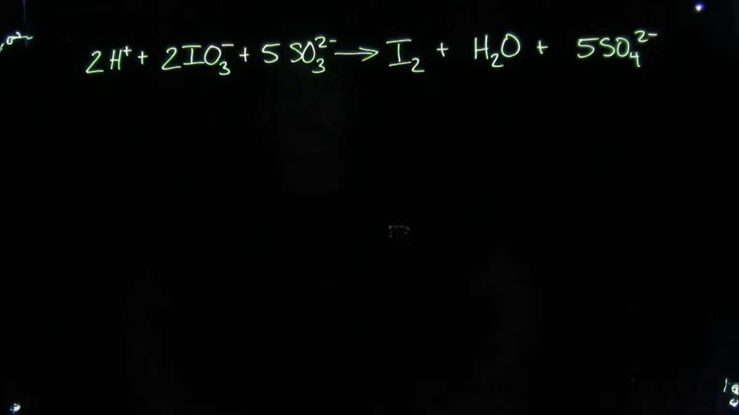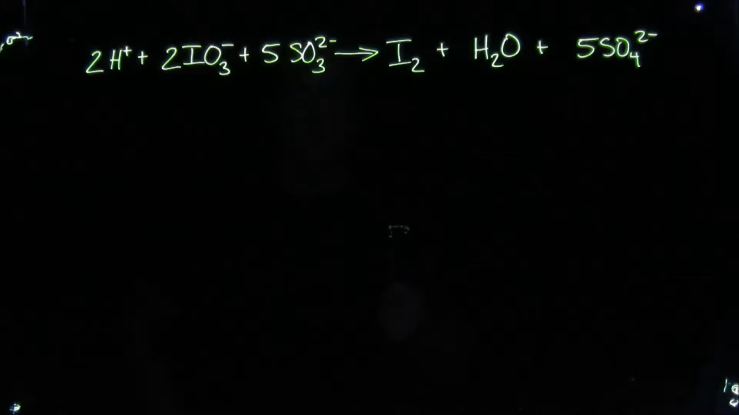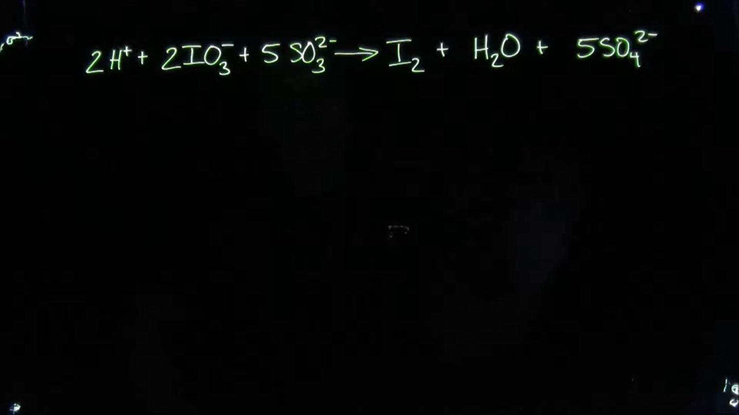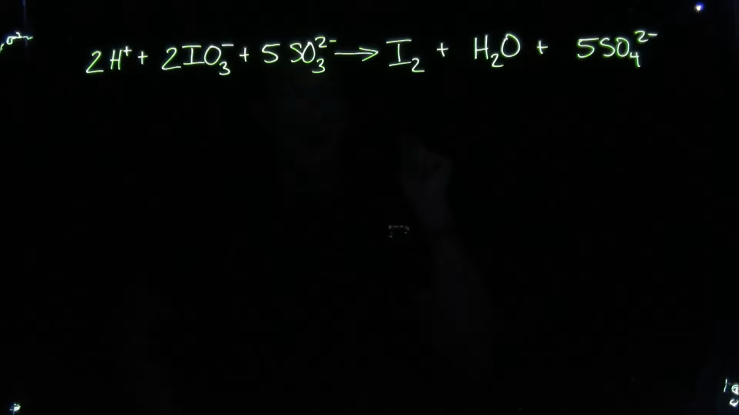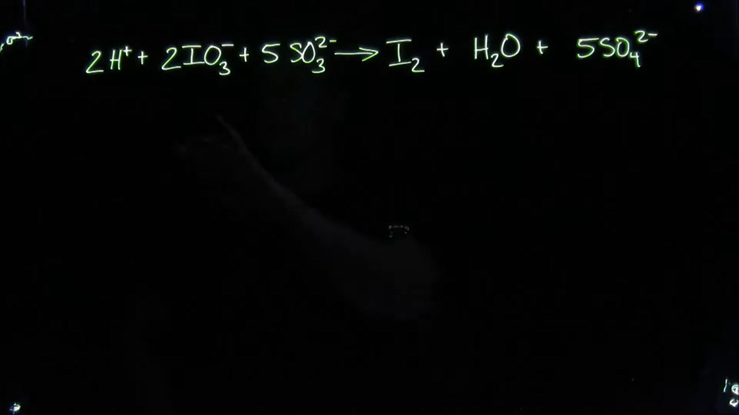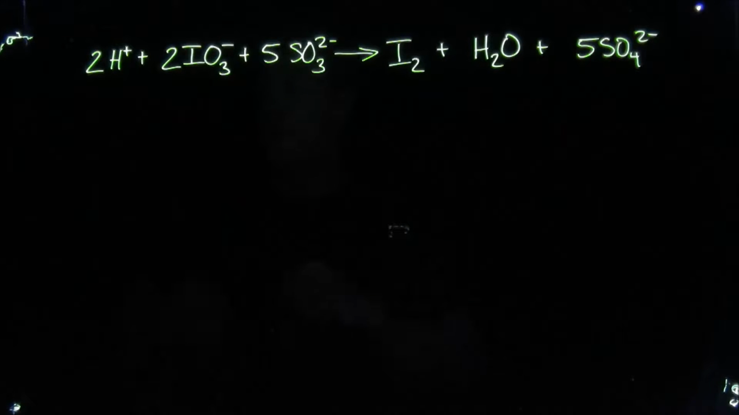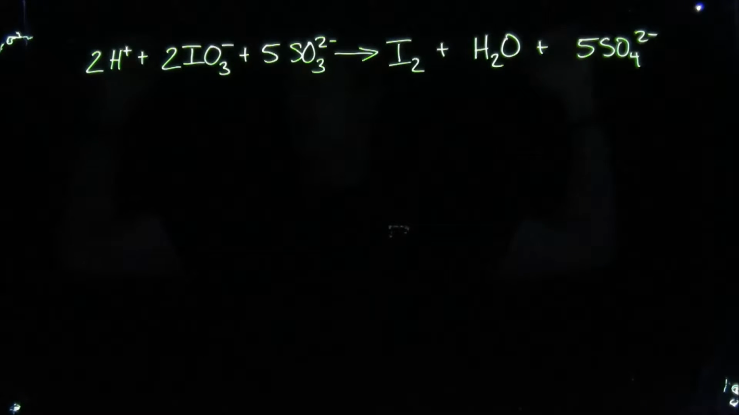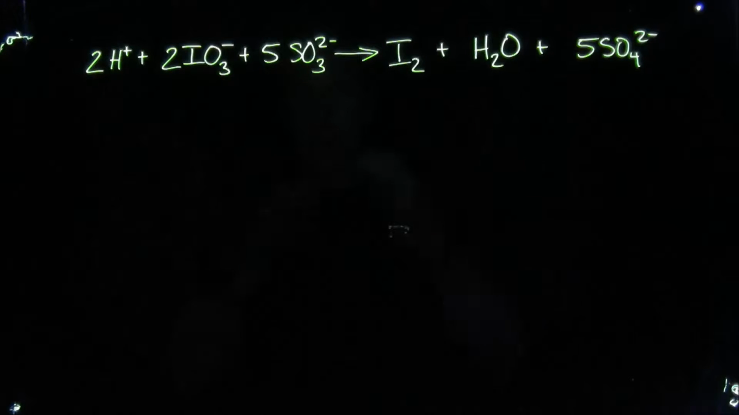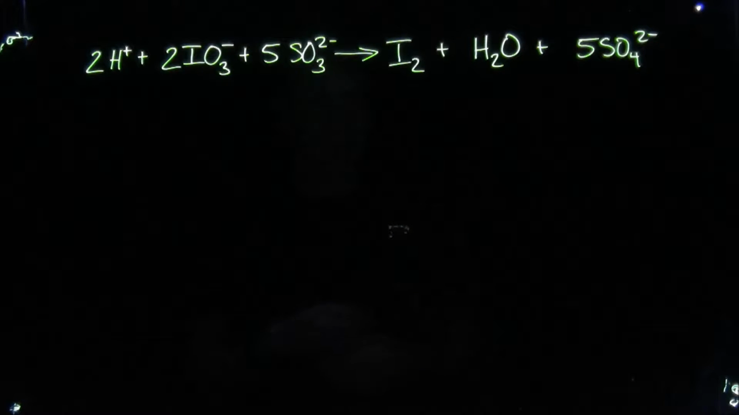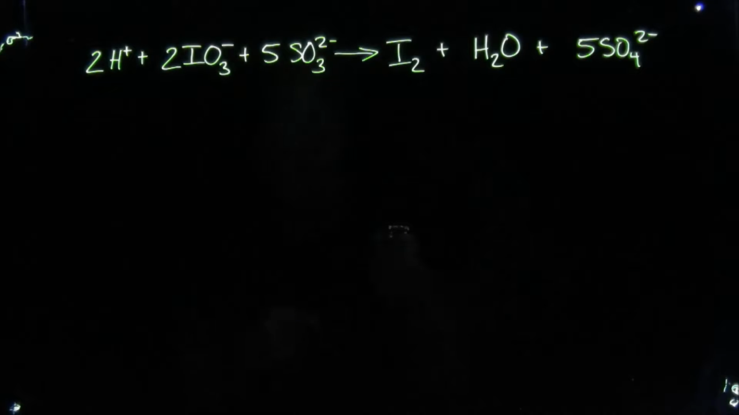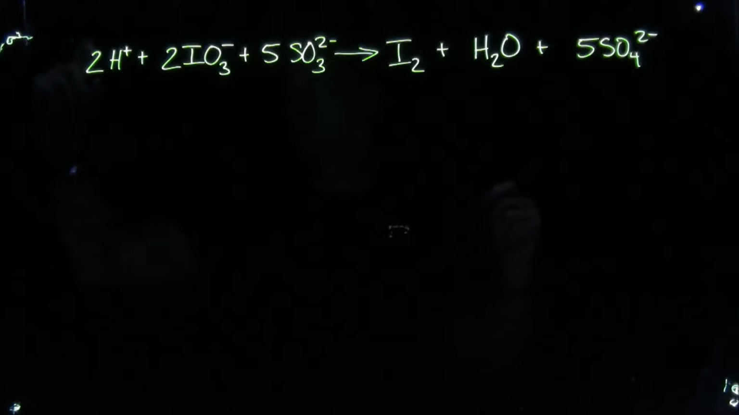If you're working out one of these problems and it's happening in a basic solution, you do absolutely everything the same up until the very end. So here is our previous example. We did it in an acidic solution. We got to this point, and so that's how you would work it out, even if it were in a basic solution. And then you just add in some final steps.